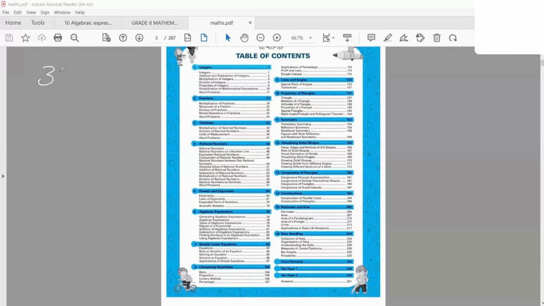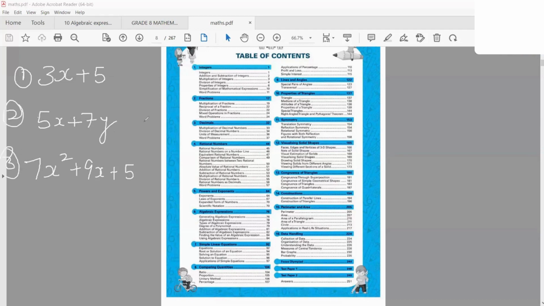Yeah. So over here 3x plus 5, or I'm writing 5x plus 7y, and let me write one more, 7x squared plus 9x plus 5. These are three examples of algebraic expressions, where variables and numbers are connected by mathematical operations, which are multiplication and addition in the first one, and in the next one also multiplication and addition, and then there can be subtraction as well. So basically they are connected by mathematical operations.